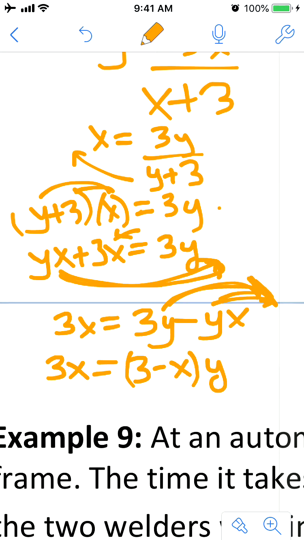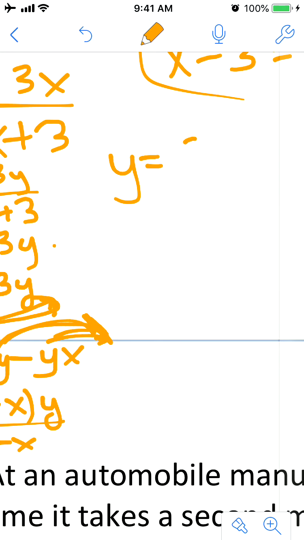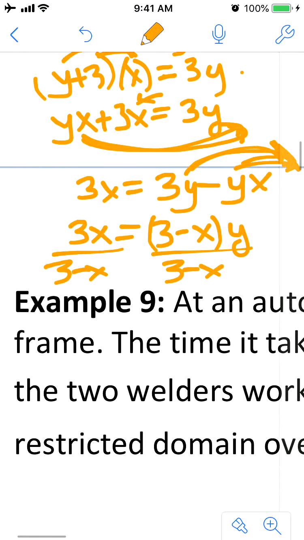So I can't take it out if it's still attached to the plus 3, but if I get it away from the plus 3, then I can actually put it back with all the y's and take it out as a factor, okay? Alright, so now I've got one occurrence of y, just divide by everything that isn't y, and we get that y equals 3x over 3 minus x.